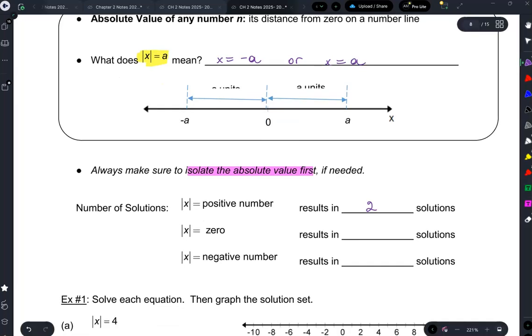If absolute value of x equals 0, I'm asking you, how many numbers are there that are 0 away from 0? That's 1. So this is one solution. And if I have absolute value of x equal to a negative number, that's 0 solutions, because I can't say how many numbers are there that are negative 3 away from 0. That doesn't make sense. If this is a distance, it cannot be negative. So that's how we do this.